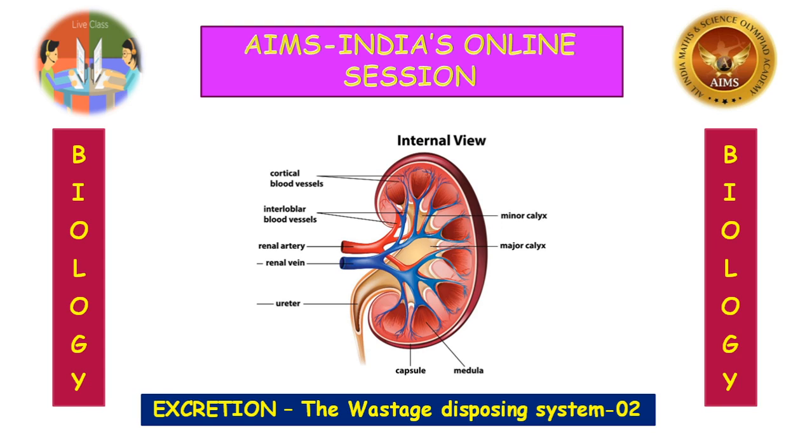Part 2. So in the last class, the concept of excretion we have studied, and once again let us briefly review. So what is excretion? The process of elimination of nitrogenous waste materials from the body is called excretion. And we have learned that the important nitrogenous waste materials produced as a result of metabolic activities are ammonia, urea and uric acid.